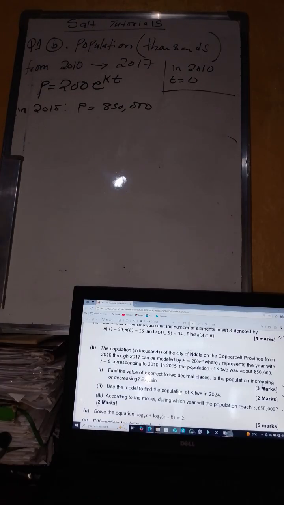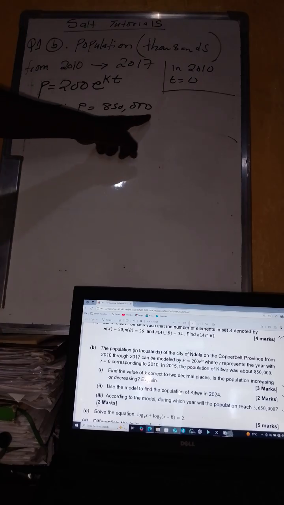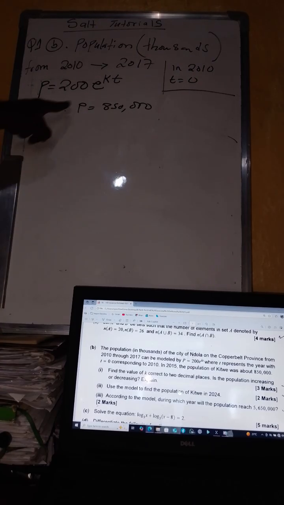So once you find the value of that constant k, by default, it will assist you to answer any kind of question which will follow through next. So with this information, the information in 2015 is what is going to help me find the value of k. In 2015, we are being told that this p is equal to 850,000. If t is equal to 0 in 2010, the task is, what is t in 2015?